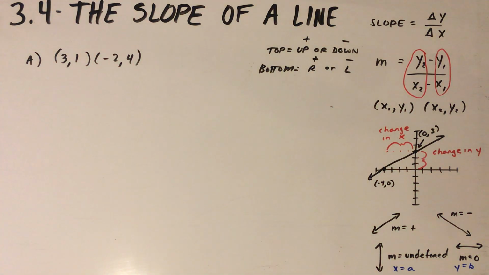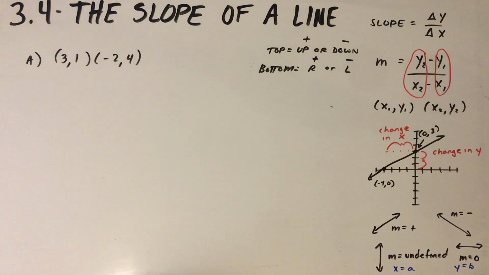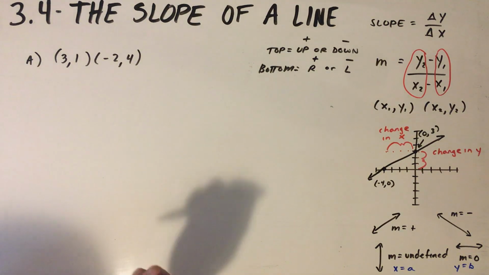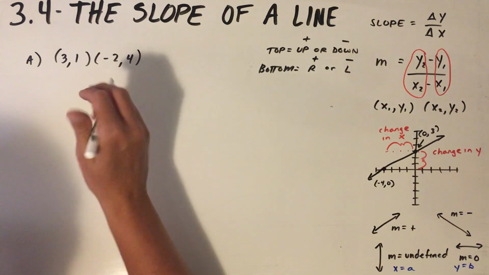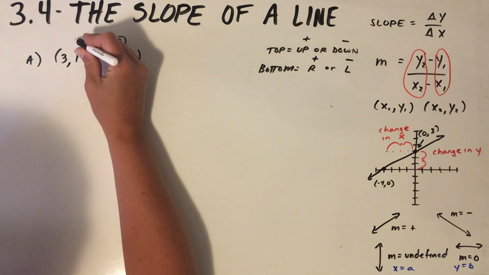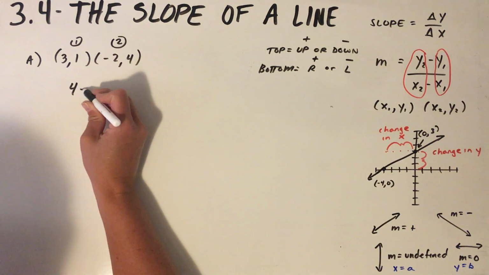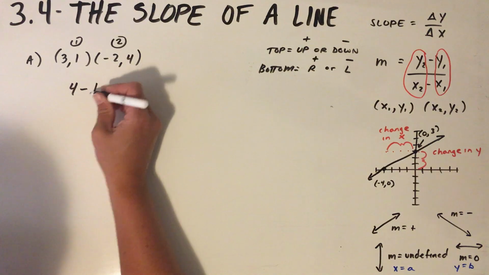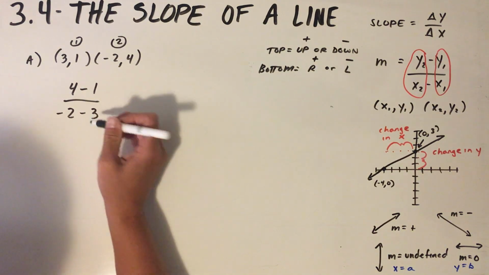Sorry about that noise. Okay, so what is the slope of this line? Well, I'm going to plug in points. These are the two ordered pairs. I'm going to label this my second ordered pair and this my first ordered pair, then this is the value of y2. y2 minus y1 over x2 minus x1.